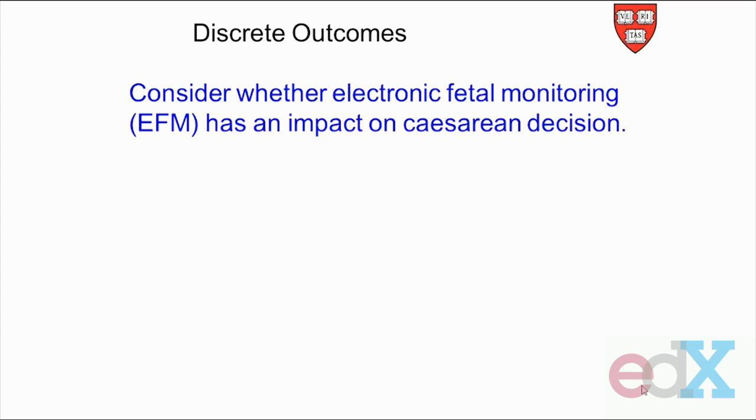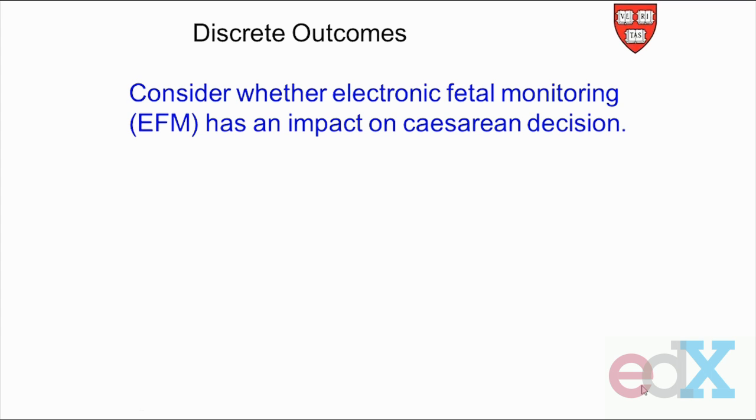Okay, so returning to our primary aim, which is to look at discrete outcomes, we want to see whether two binary outcomes are related. Let's start with that. Here's an example. Let me introduce this topic with an example.